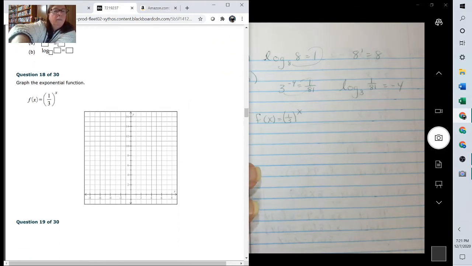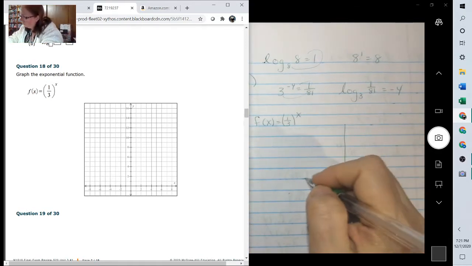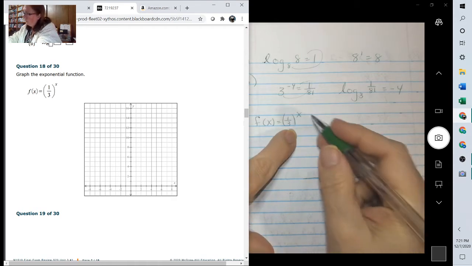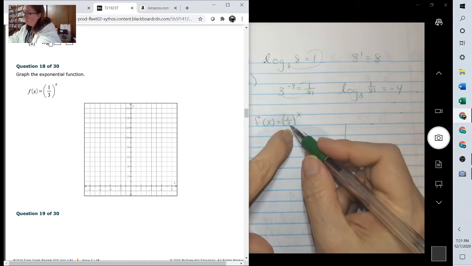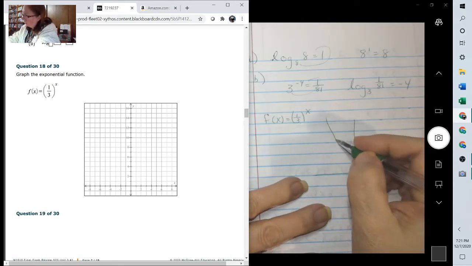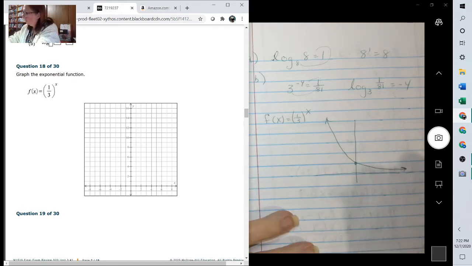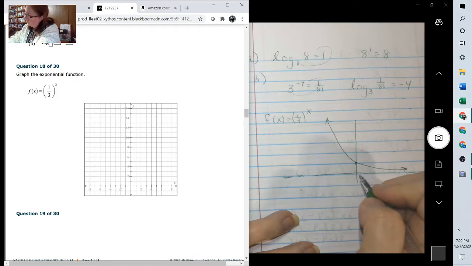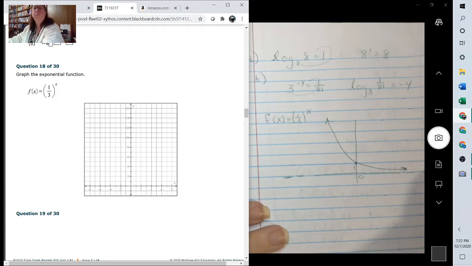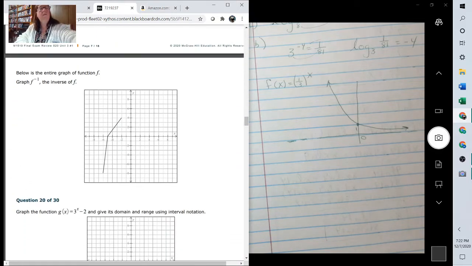Graph it. We know it's decreasing because this is less than 1. It's crossing at 1. It's there. And asymptote at 0. That's it. Below is the entire graph of the function.